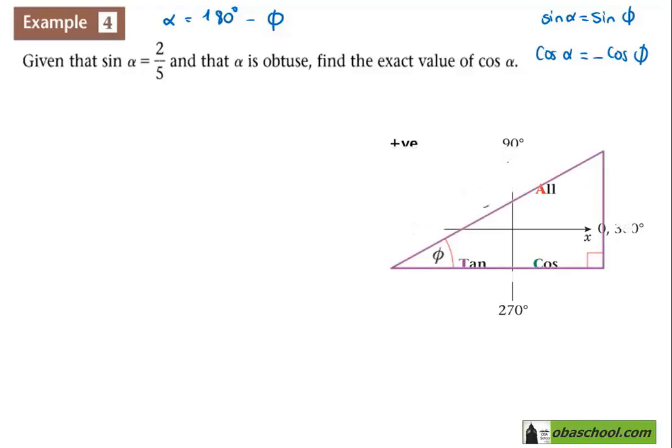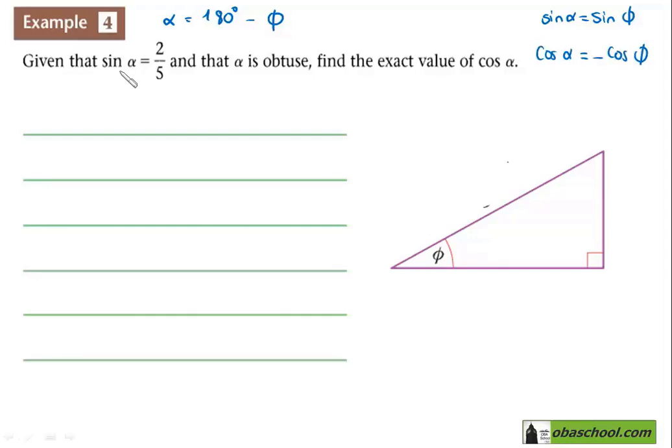This is the right angle triangle, and here we have angle phi. We know that sine alpha is the same as sine phi. So, sine alpha equals sine phi, which equals 2 over 5. That means opposite over the hypotenuse. The opposite is here. It is 2 and the hypotenuse is 5. And this is the missing side, which is x.